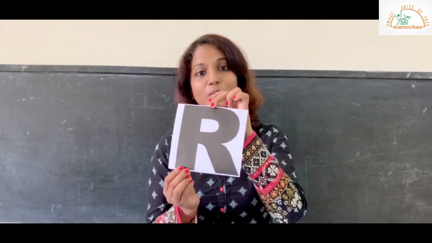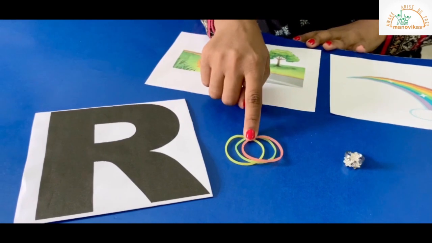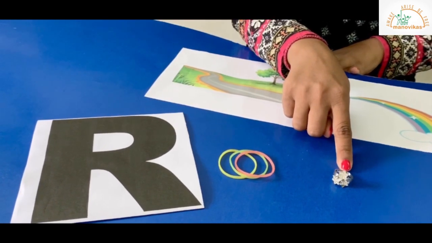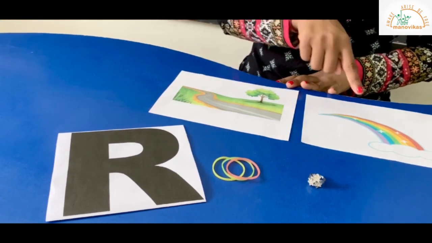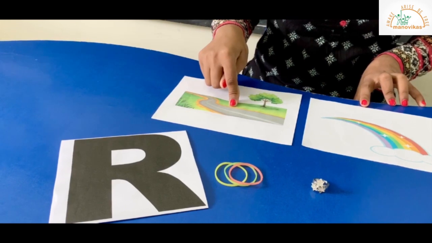All these things start with letter R. So let's learn letter R. R for rubber band. R for ring. R for rainbow. R for road.